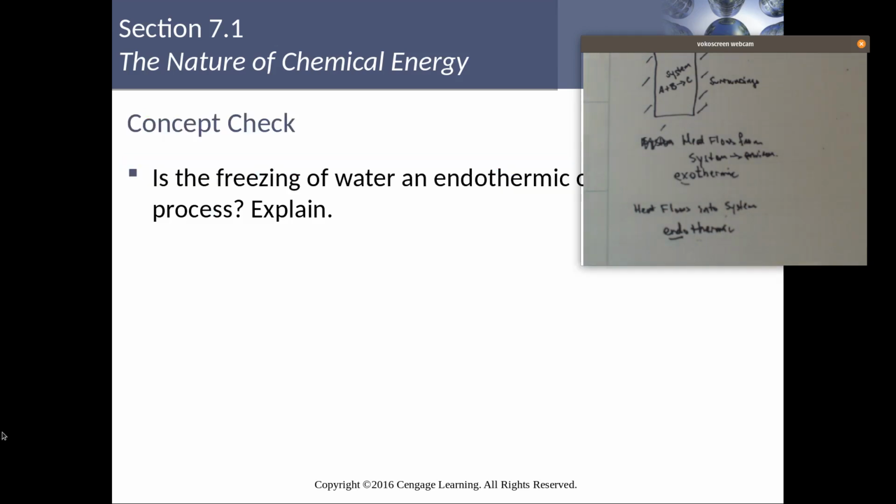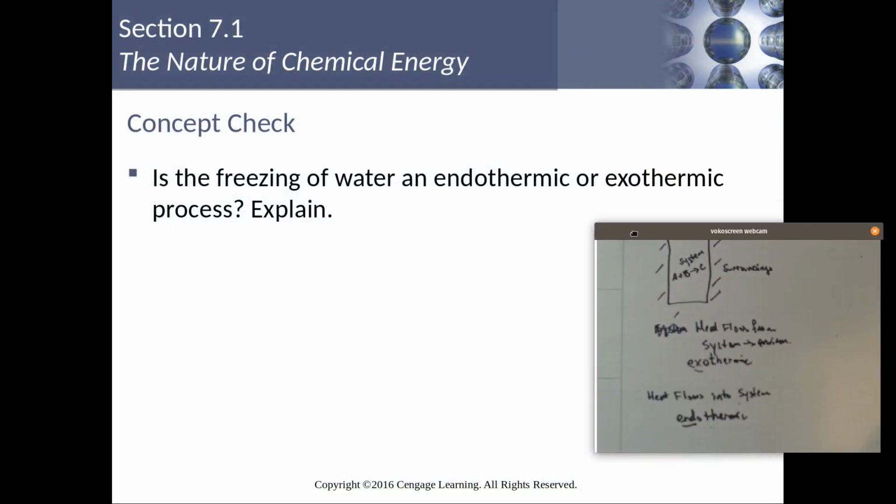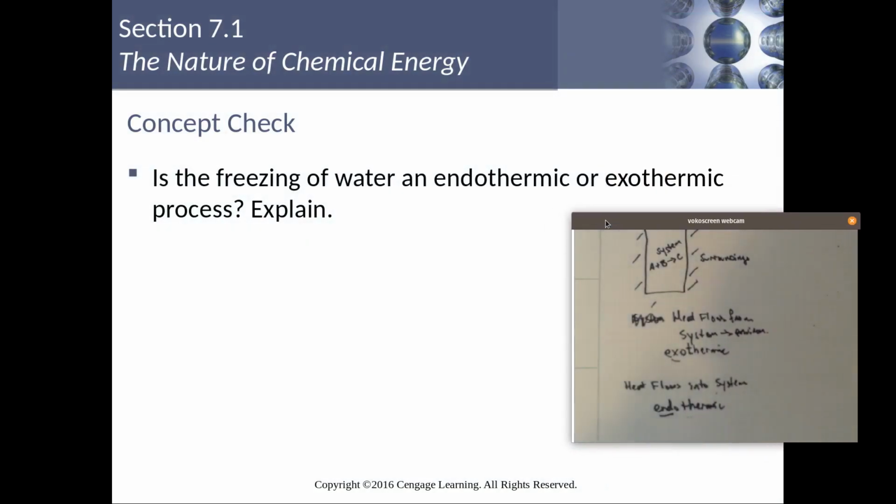Now, this is sort of a question that we may not be aware of. Freezing of water, is it endothermic or exothermic? You may wonder. Okay, so if I have liquid water at 0 degrees Celsius, and I allow it to do its thing, it will form into ice, because that's the freezing point of ice.